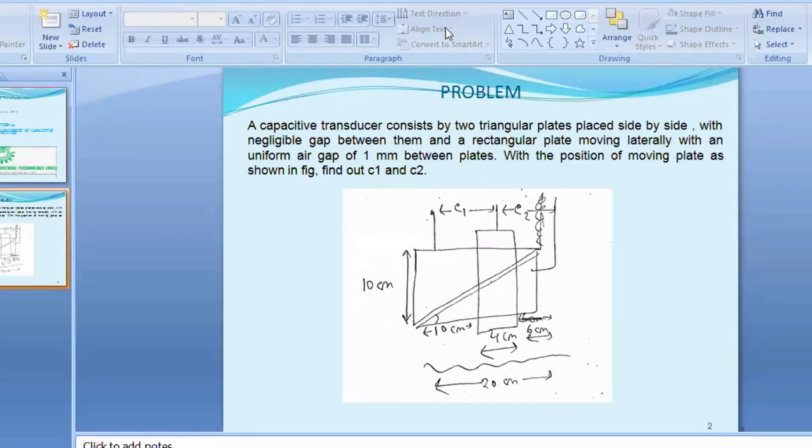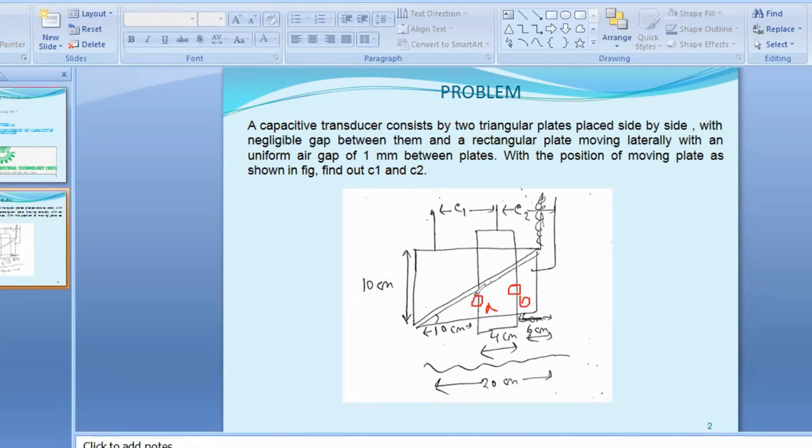So now what do you have to do? See it. This is the area. You have to calculate this one, and you have to calculate this one, because this is the overlapping area. First, these are the two parallel plates. So you need to calculate this A value and you need to calculate this B value.